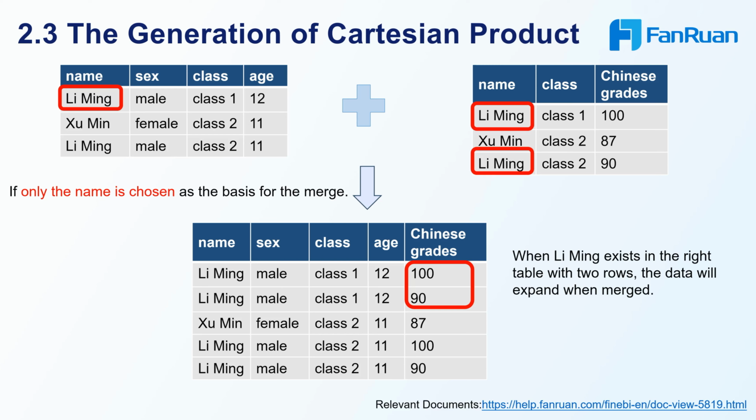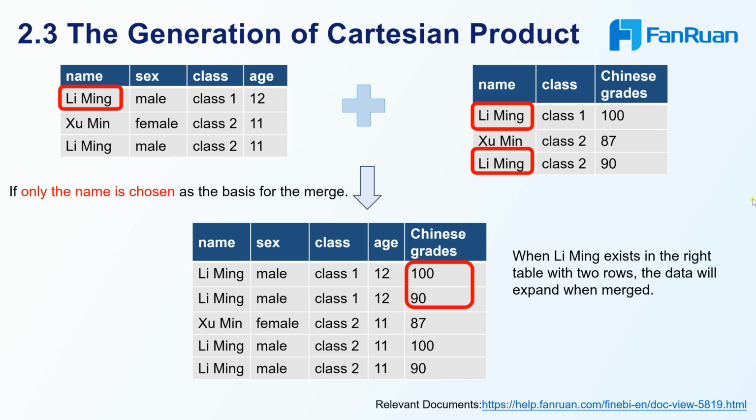This is why the system will remind you about data expansion and suggest that you deduplicate. Excessive expansion can cause various issues. For example, even though the data only doubled to 4 rows, if we later pull a report for the grouped data, Li Ming would appear as a superstar who scored 190 in Chinese, which is obviously not realistic or expected.